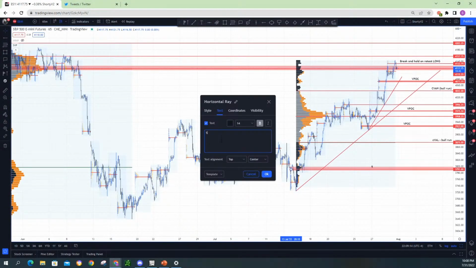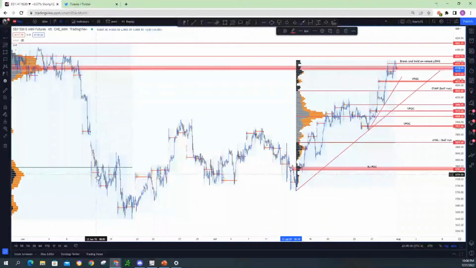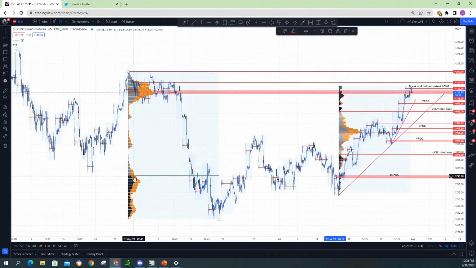And I would say this is like a 5x POC here. So you have 1, 2, 3, 4, 5, 6, 7, 8, probably 9, but 5 are within the range, so that's fine. A 5x POC is a pretty big level. And this was the value area low of the sell-off. So this level here is pretty important. 3,800 for it.